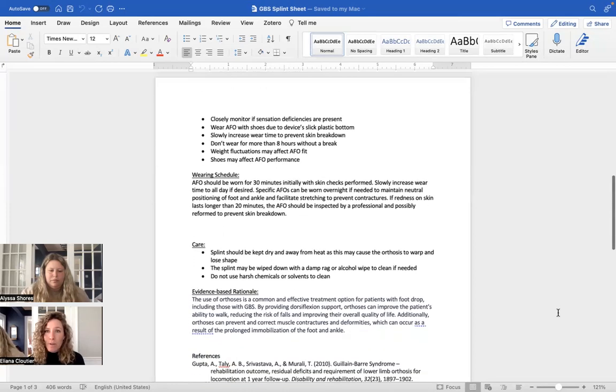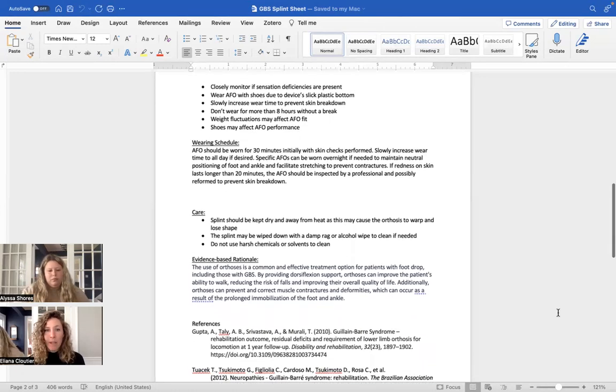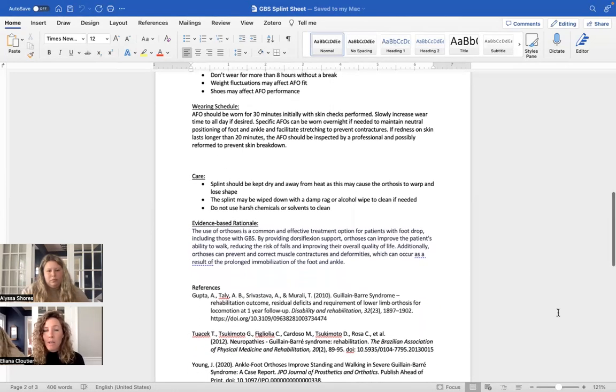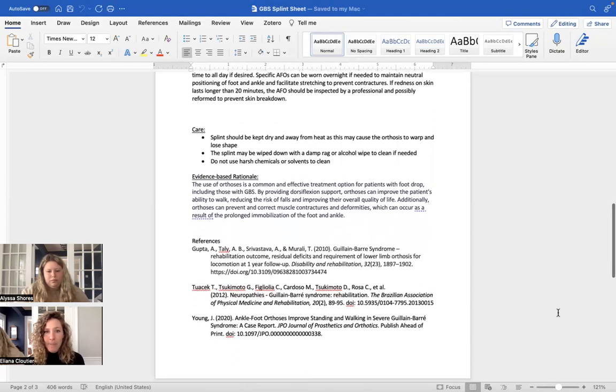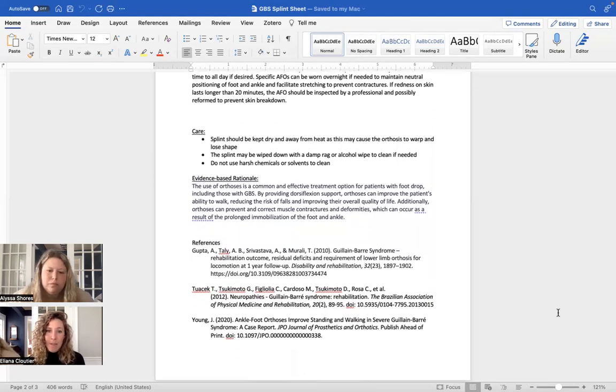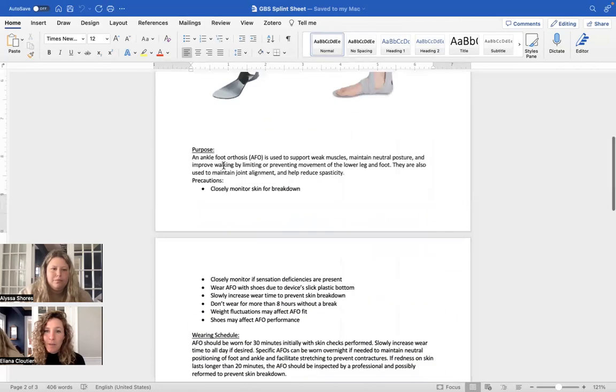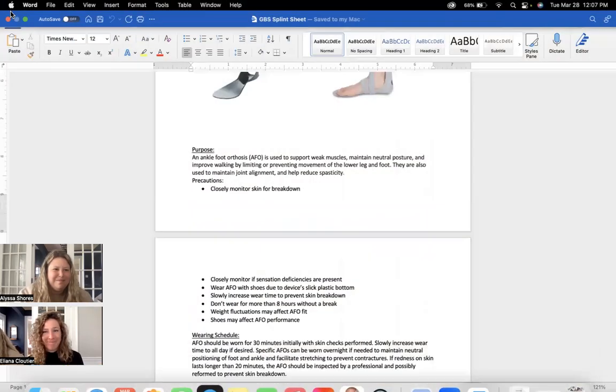Use it while they're resting in bed to promote a neutral ankle, and also when they're in therapy or trying to do some transfers. With all splints made of low-heat plastic, it's really important to keep them away from heat, like in the car, near any heaters, or hot water, because they'll warp. You can just wipe it down with a damp cloth or an alcohol wipe. And there is our article talking about why AFOs are great.